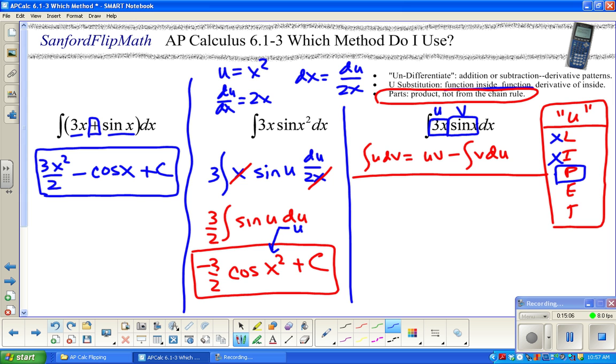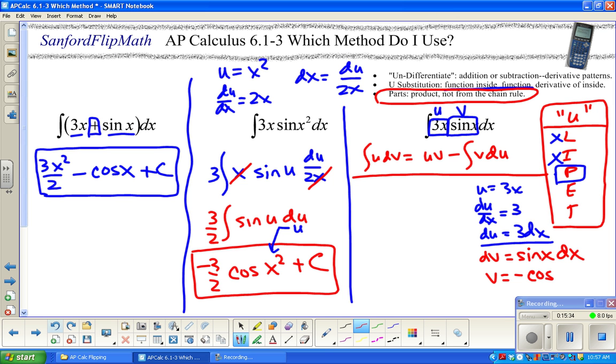Okay, so we have, if u is 3x, then du/dx is 3, so du is 3 dx. And then dv is sine of x dx. So v then is negative cosine of x, and that's it. We'll do the plus c at the end of this whole craziness.